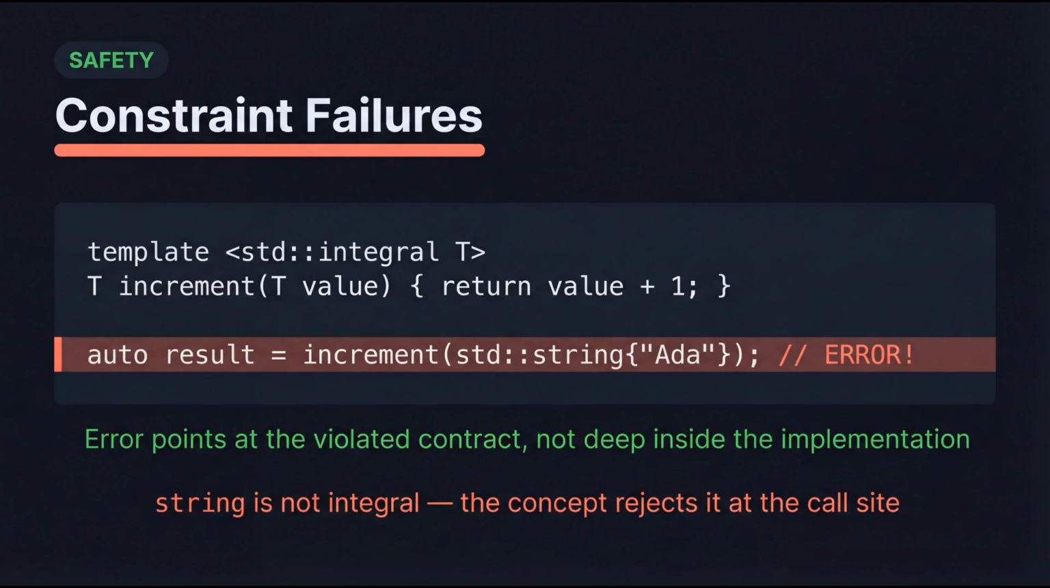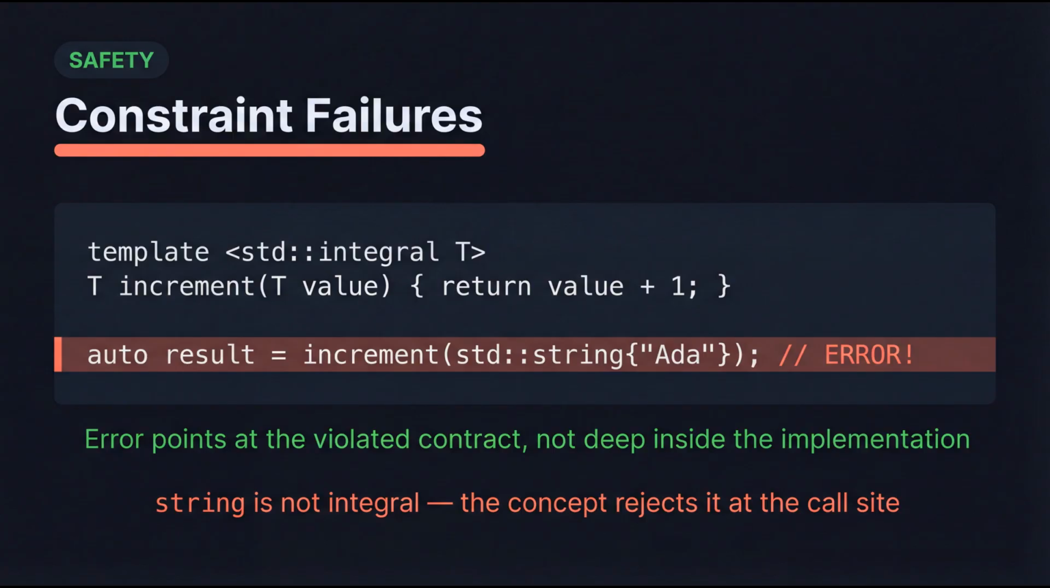Here's why concepts matter in practice. The function increment is constrained to std::integral. It only accepts integer types. If you call increment with an integer, it works. If you call increment with a string, the compiler rejects it immediately with a clear message. String does not satisfy the integral concept.